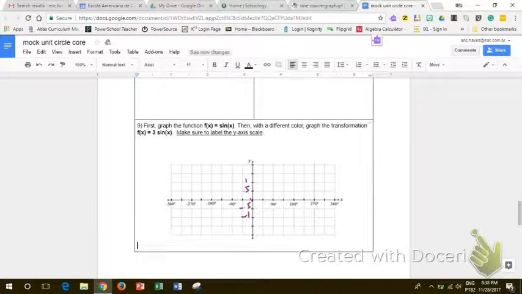Okay, so it's going to start at 0, go 90 degrees, and it's going to go up to 1. And then it is going to go from there, another 90, back to 0. Then it's going to go another 90, down to -1. And then at 360, it's going to go up to 0. So we go ahead and draw it like so. See the wave?